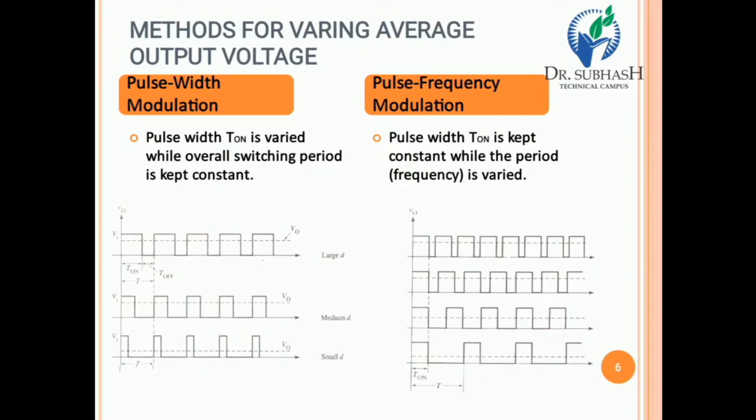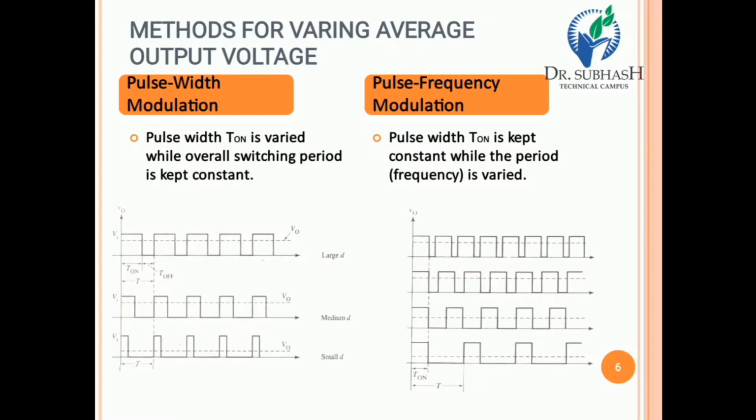Again I repeat, in case of pulse width modulation, the pulse width, represented as T1, is varied while the overall switching period is kept constant, right? So in this waveform we have to consider three different waveforms. In the first case, we take the value of D as large, in the second case medium, and in the third case we consider the value of D as small, right? Now, are we still clear about that?